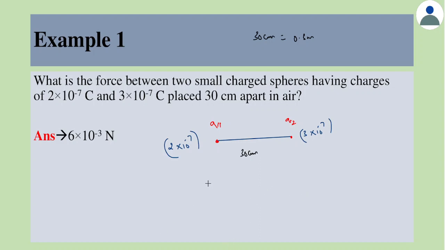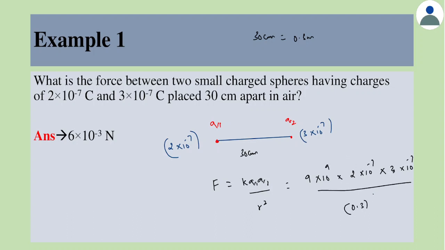Since they are placed in air, the force between them is given as K into Q1 Q2 by R square. That is equal to, the value of K is known to us, which is 9 into 10 power 9, Q1 is 2 into 10 power minus 7, Q2 is 3 into 10 power minus 7, by distance square. So write this as 0.3 the whole square.